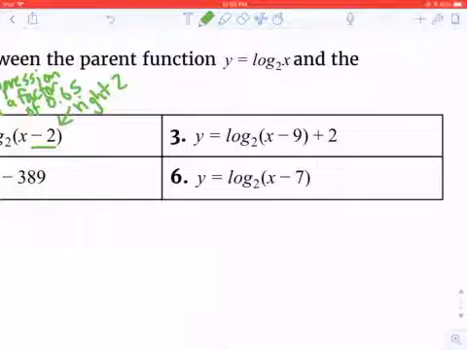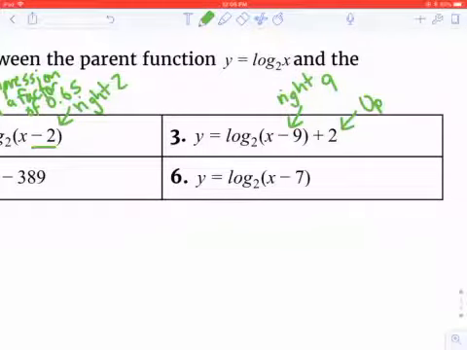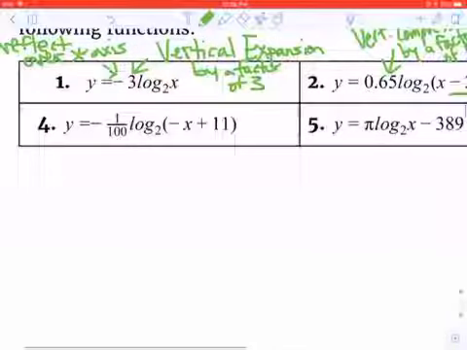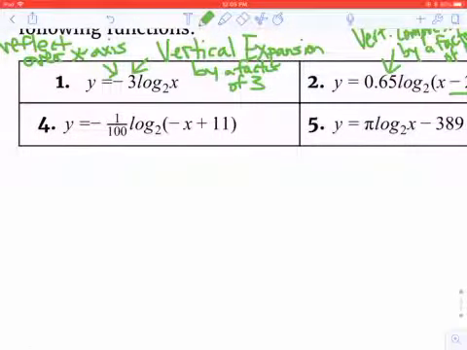In example 3, we have -9, again in that grouping symbol, makes it go to the right 9, and then the +2 is not in a grouping symbol, makes it shift up 2. In example 4, we have a couple of things going on.